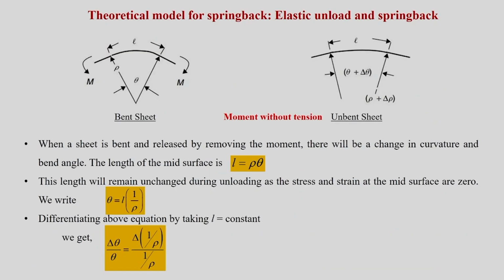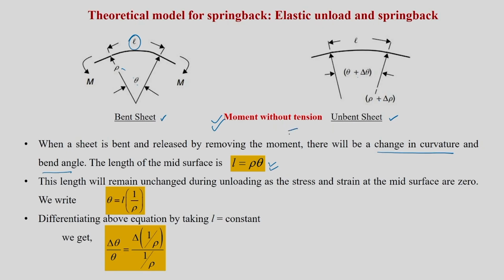Now let us go ahead in developing a simple theoretical model for spring back. I think we discussed in the previous section that it is moment without tension. Again we are going to see: you take a bent sheet first and then an unbent sheet. Since there is no tension, only moment is given, there will be a change in curvature and bent angle in this way. Theta becomes theta plus del theta, rho becomes rho plus del rho, and the length of the mid surface is given by L equal to rho theta. This L length will remain the same, unchanged.